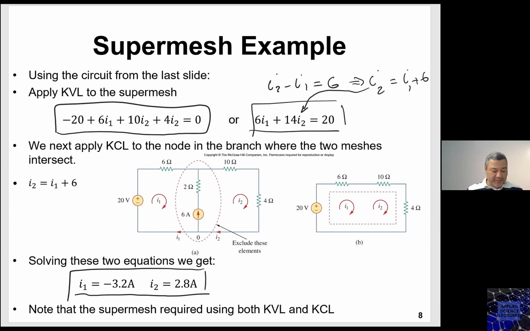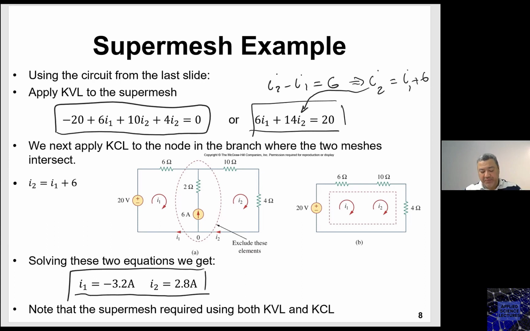We have several examples. Sure. Yes, go ahead. So basically, to create the super mesh, you can take this part where you've removed the 2 ohm resistor and 6 amps, you cut it in half. For the first resistor will be I1, and I2 will go for the second two. Sorry, the last two. What do you mean by cut it in half?